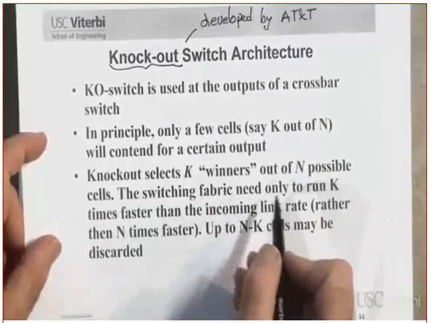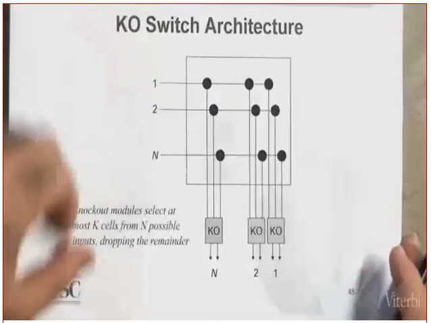Now, what is the average number of dropped cells? Alpha, the dropped cells, is the sum of M minus K times the probability that X equals M. Here, M is the number of cells destined to the output, and K is the one that I chose. M minus K are the ones that are dropped. Why am I summing from K plus 1 to N? Because the first K are going to be accepted. The remaining ones, K plus 1 to N, will be dropped.